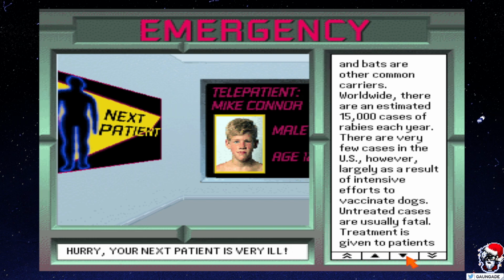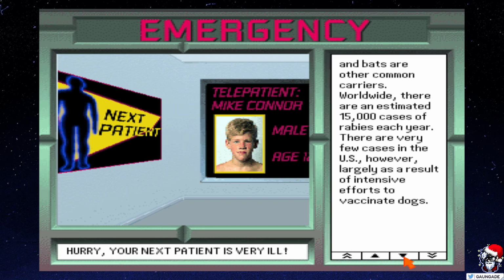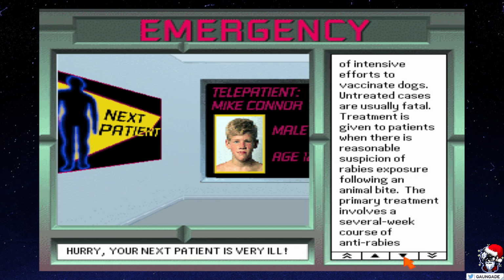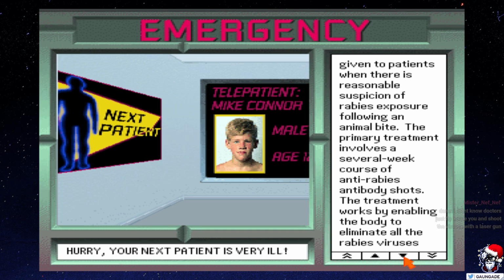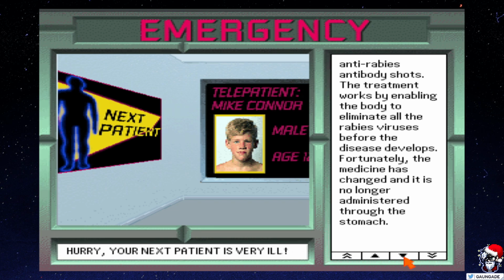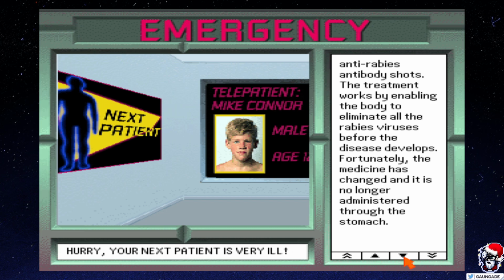This is largely as a result of intensive efforts to vaccinate dogs. Untreated cases are usually fatal. Treatment is given to patients when there is reasonable suspicion of rabies exposure following an animal bite. The primary treatment involves a several-week course of anti-rabies antibody shots. The treatment works by enabling the body to eliminate all the rabies viruses before the disease develops. Fortunately, the medicine has changed, and it is no longer administered through the stomach.